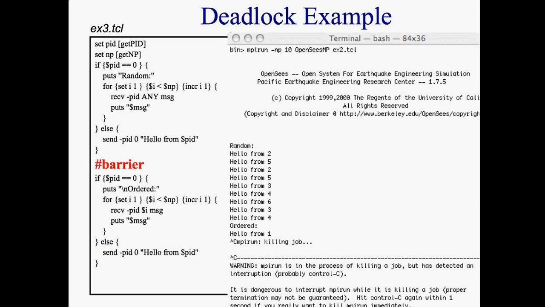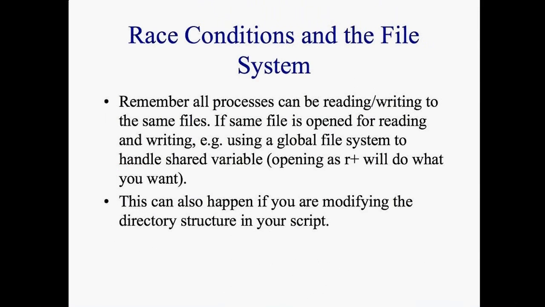So random messages are coming in from 2, 5, 2, 5, 3, 4, 6, 3, and 4. And then P0 is looking for the ordered messages. So he gets a message from 1, and now he's going to wait for a message from 2. But if you look in that random screen just above, 2 has already sent his second message. So process 0 is just going to be sitting here spinning forever until either I kill the job or the system administrator kills the job. And that's an example of deadlock.